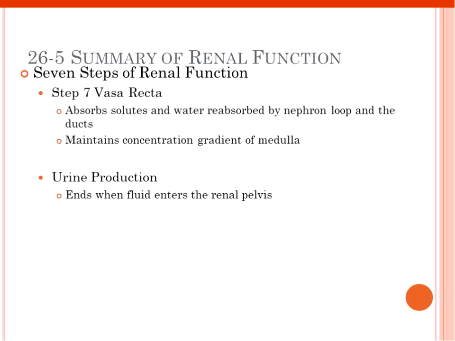And then the vasa recta, step 7, just absorbs those solutes and water that have been reabsorbed by the nephron loop and the ducts, and helps to maintain the concentration gradient of what it should be in that middle portion of the kidney we call the medulla. So urine production ends once this fluid that we've been calling filtrate enters into the renal pelvis. And all of that filtrate, now that we can call urine, goes out of the renal pelvis, through the ureters, down into the bladder to be stored until it is evacuated out of the body through the urethra.